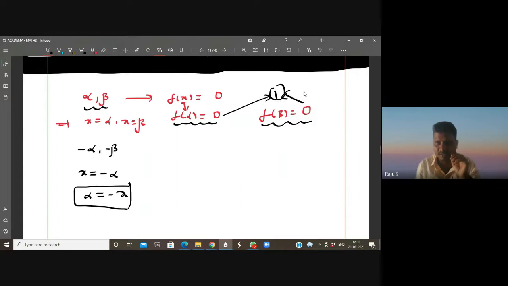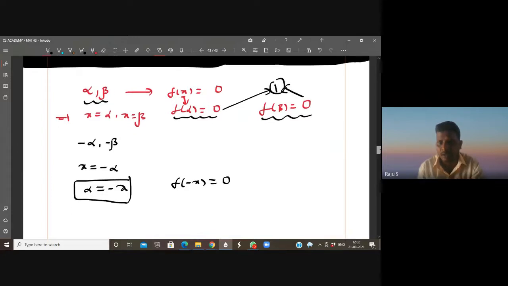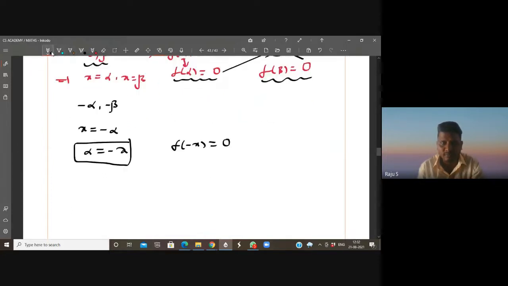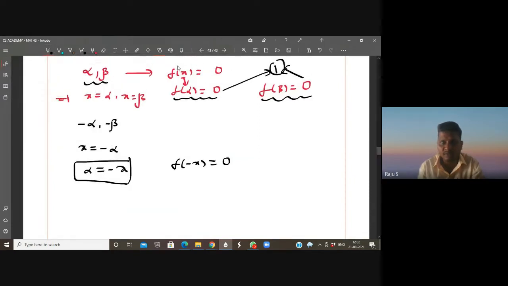With the help of the given equation, minus alpha, minus beta are the roots of which equation? So take x is equal to minus alpha, then alpha is equal to minus x. Just replace alpha by minus x. So f of minus x is equal to 0. Now, once again, next. So alpha, beta are the roots of the equation f of x is equal to 0.